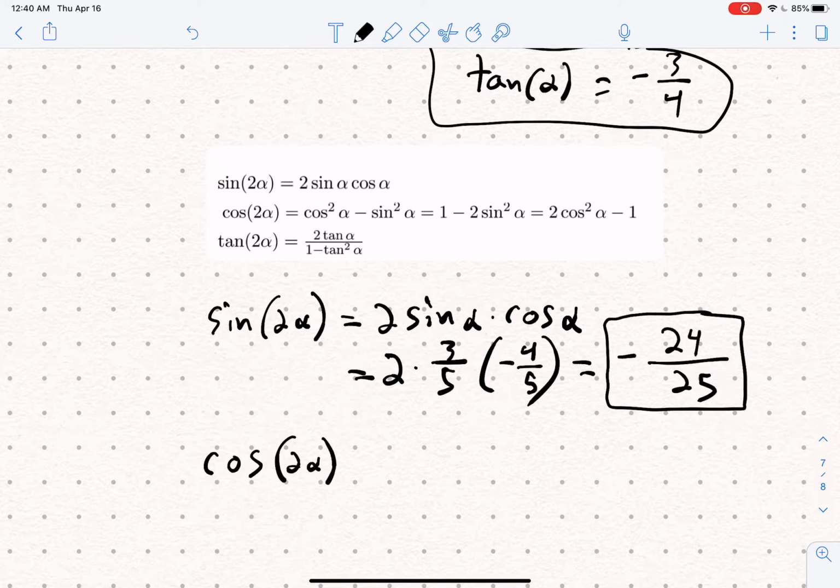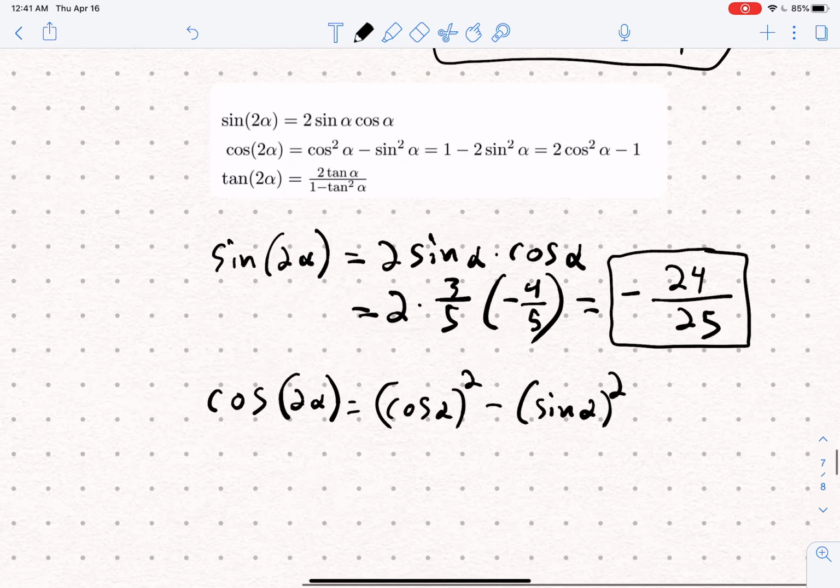Cosine of 2 alpha? Well, that one's equal to cosine squared alpha. I just always would prefer to write that as cosine alpha, that whole thing squared. That's what it means. Minus sine of alpha squared. Of course, there's a couple of other different formulas we could use. I'm going to use this one, but they are equivalent. They'll give you the same answer.